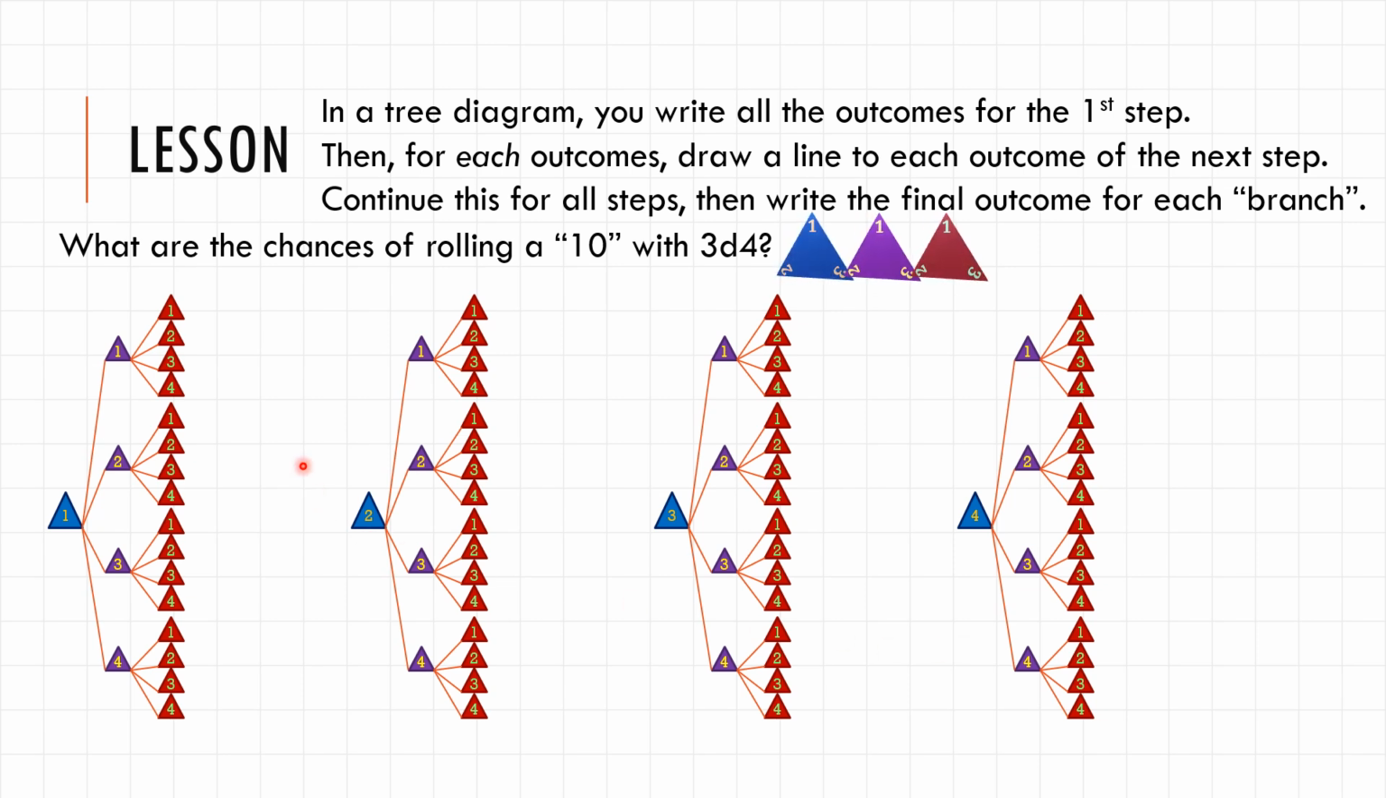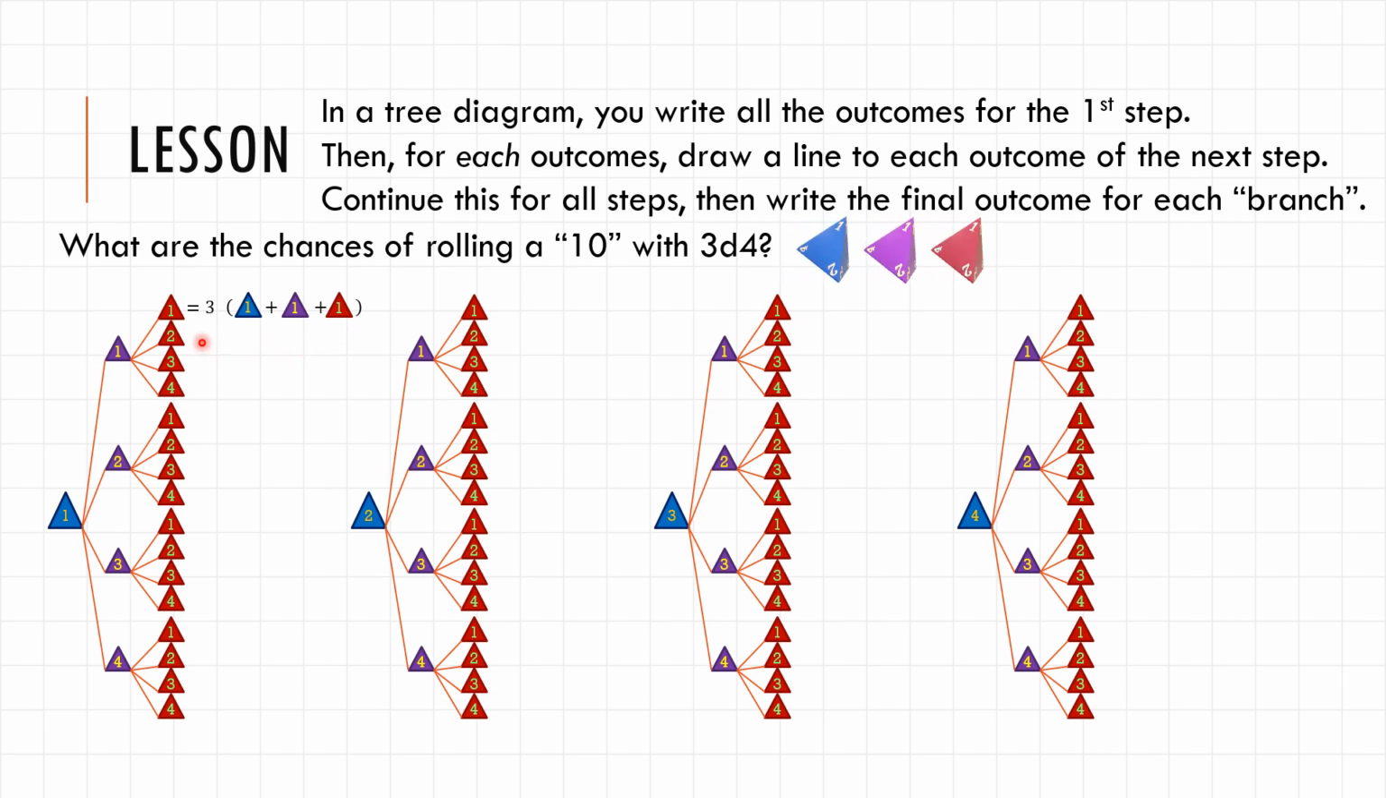Now, let's look at what these outcomes actually are. Take a second to think about what is the total roll for each outcome. So let's start off with this one, just following this line from here to here to here. What would that total outcome be? This would be a 3, because we got a 1 on the blue dice, a 1 on the purple dice, and a 1 on the red dice. 1 plus 1 plus 1 is 3.